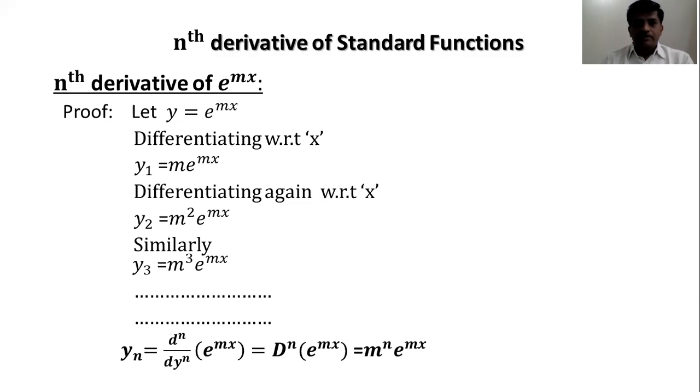Differentiating again with respect to x, y1 becomes y2, is equal to e power mx differentiation is e power mx into m into m, which is m square e power mx. Similarly, the third derivative y3 is equal to m cube e power mx, and so on. Proceeding to differentiate, it gives the nth derivative yn, that is d power n of e power mx, is equal to m power n e power mx. This is the nth derivative of e power mx.